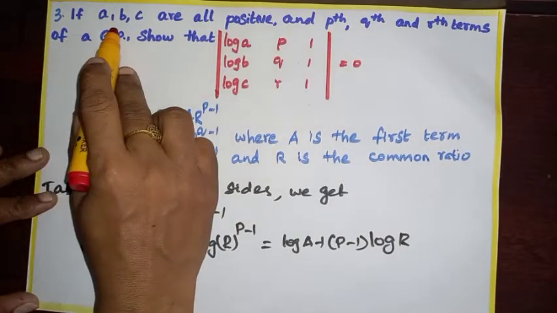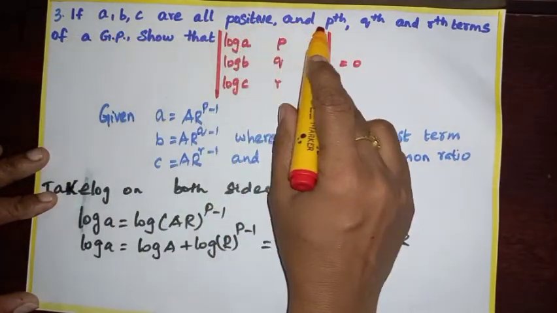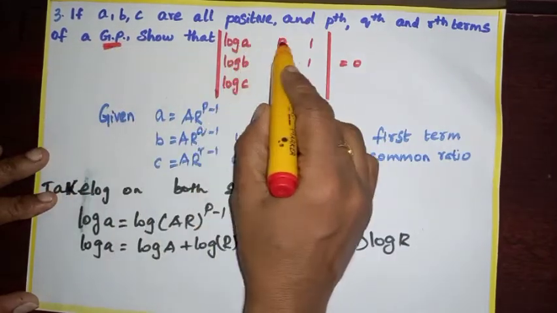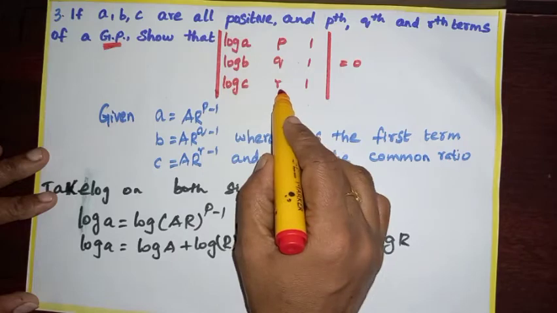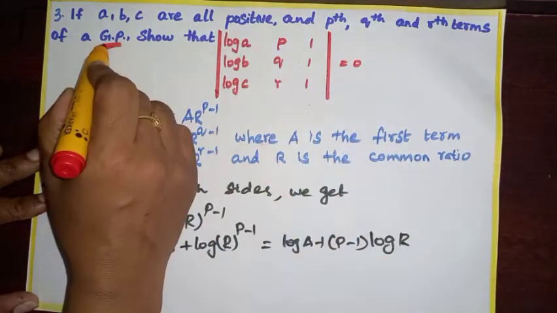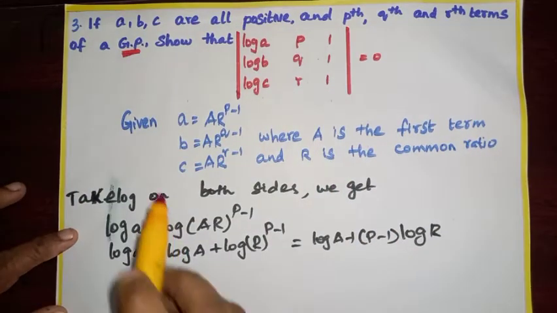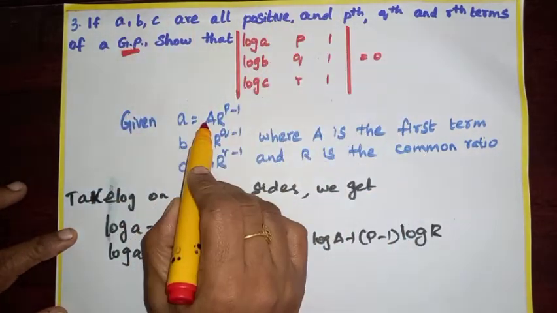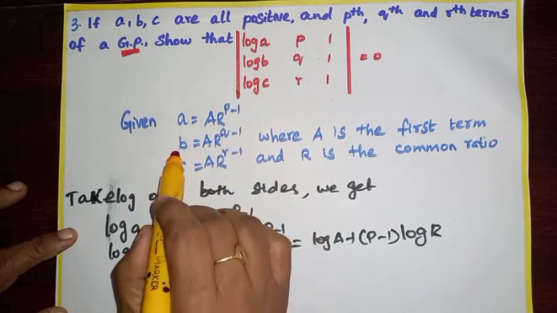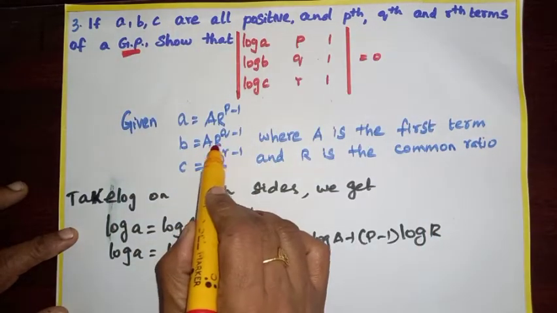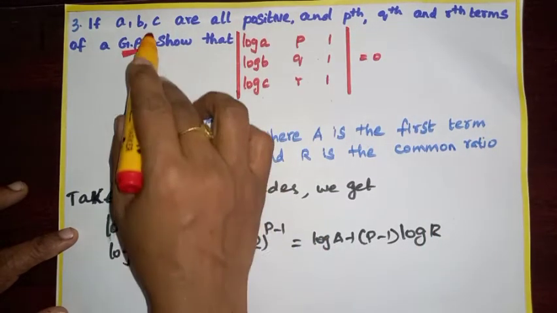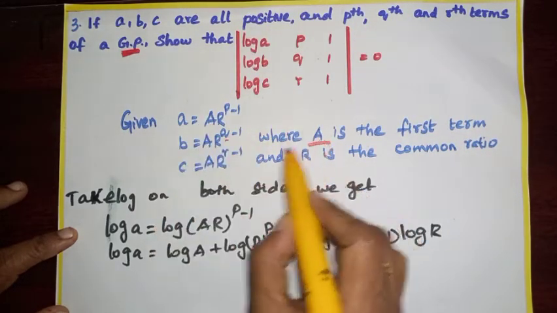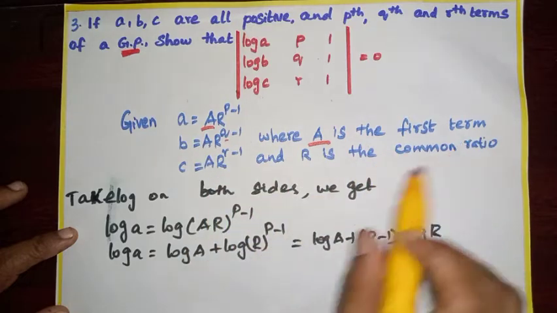Question number 3. If A, B, C are all positive and the Pth, Qth and Rth terms of a GP, show that the determinant log A, P, 1, log B, Q, 1, log C, R, 1 equal to 0. Since it is in GP, A is the Pth term. A equal to capital A R power P minus 1. B equal to Qth term, capital A R power Q minus 1. C equal to Rth term, capital A R power R minus 1, where capital A is the first term and R is the common ratio.